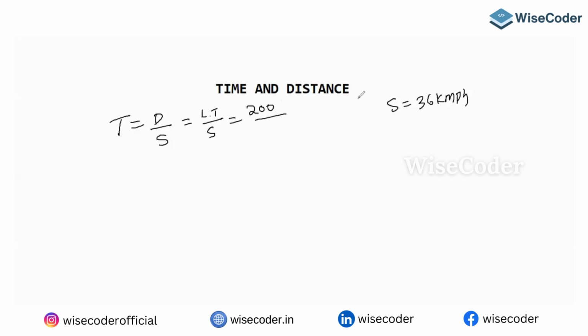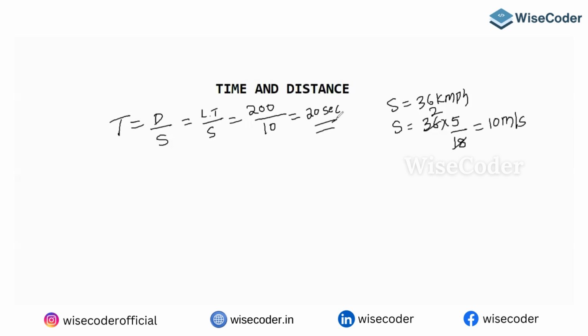But this is in meters. So according to the options, you have to respond. So 36, you have to convert into meter per second. How? You multiply with 5 by 18. 18 goes into 36 two times, so the speed is going to be 10 meter per second. If you substitute here, the time is 20 seconds. That's how you can end your answer. Pretty simple concept. You should be very clear while solving this particular stuff.